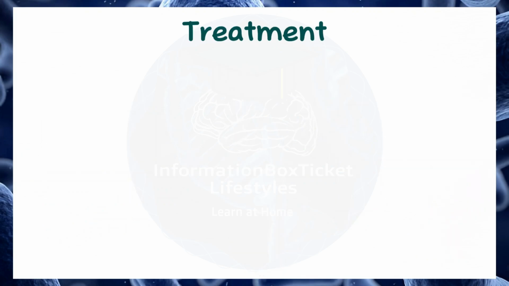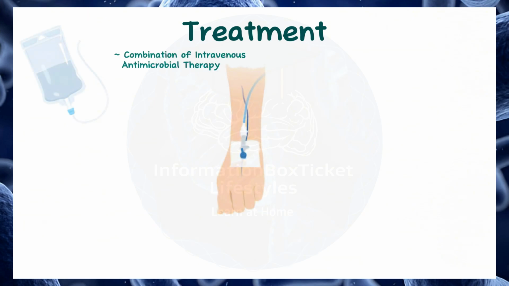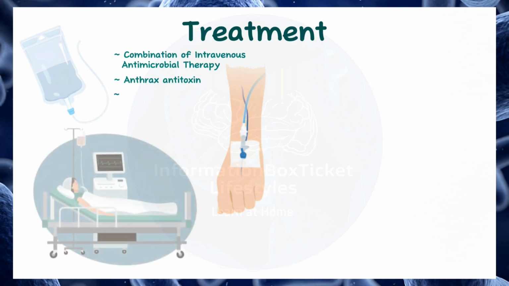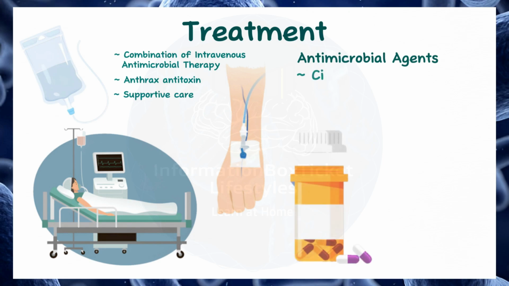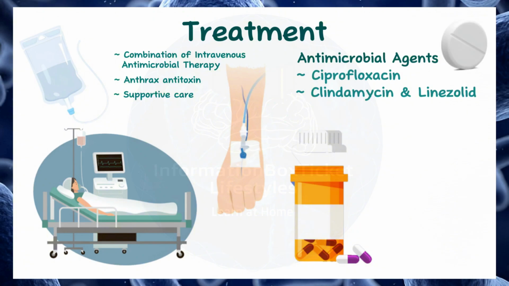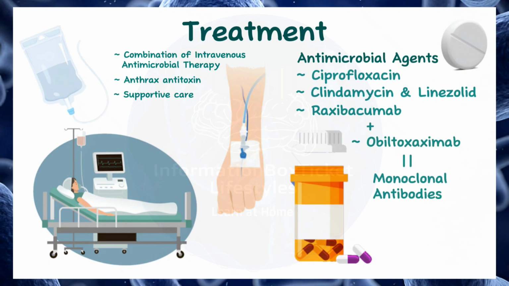The treatment of anthrax involves a combination of intravenous antimicrobial therapy, anthrax antitoxin, and supportive care. The primary antimicrobial agents include ciprofloxacin, used in conjunction with either clindamycin or linezolid. Additionally, monoclonal antibodies such as raxibacumab and obiltoxaximab, which specifically target and inhibit the protective antigen, should be administered to individuals confirmed to have fulminant systemic anthrax.